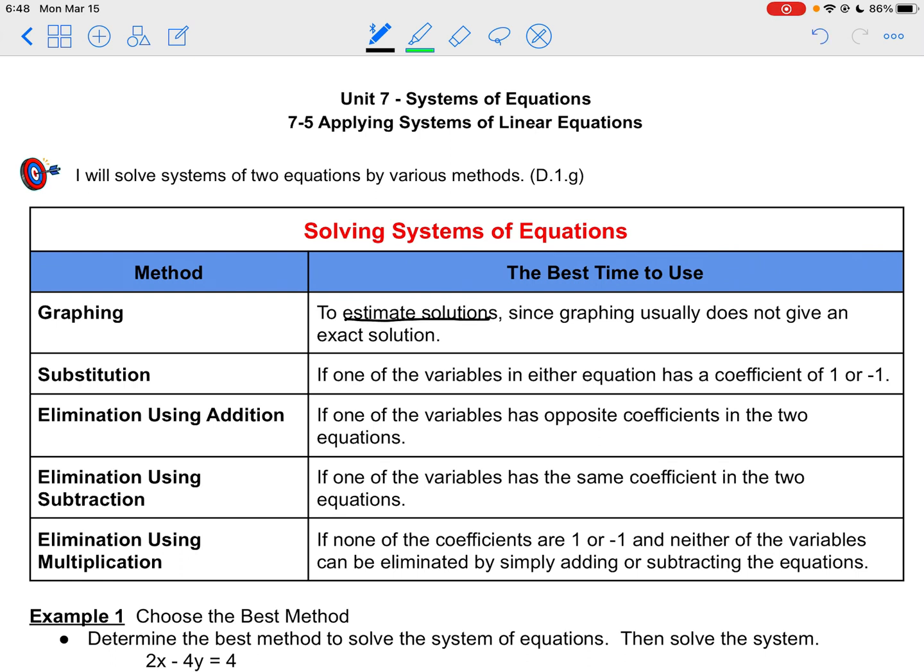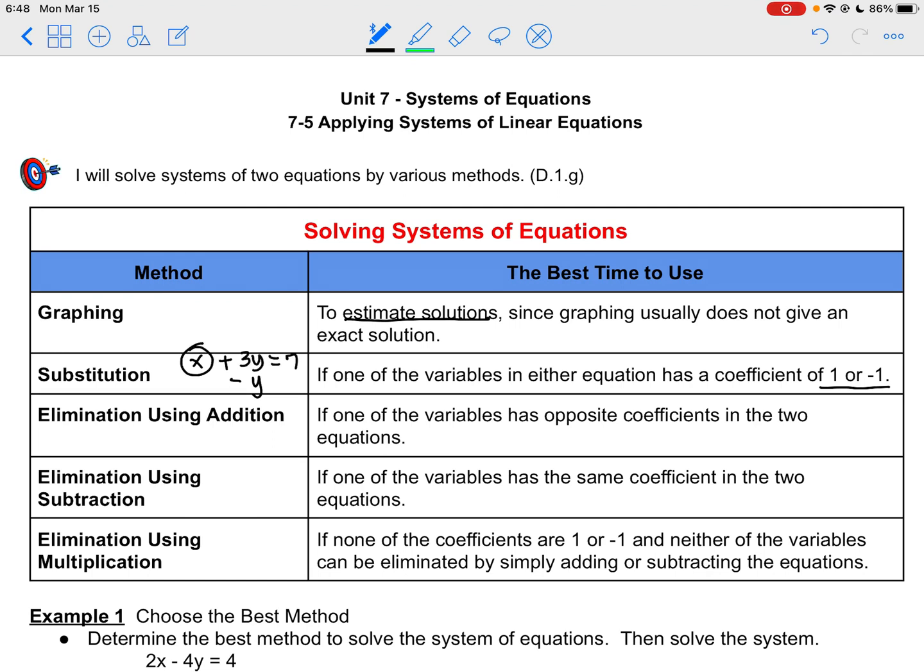The next one we learned was substitution, and the way to know if substitution is the best method is if one of the variables in either equation has a coefficient of 1 or -1. So that means that if you see an x by itself or a y by itself, it can be positive or negative.